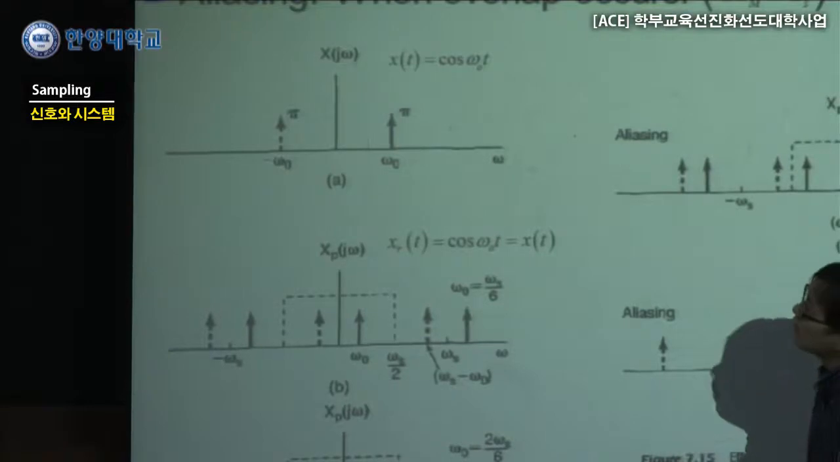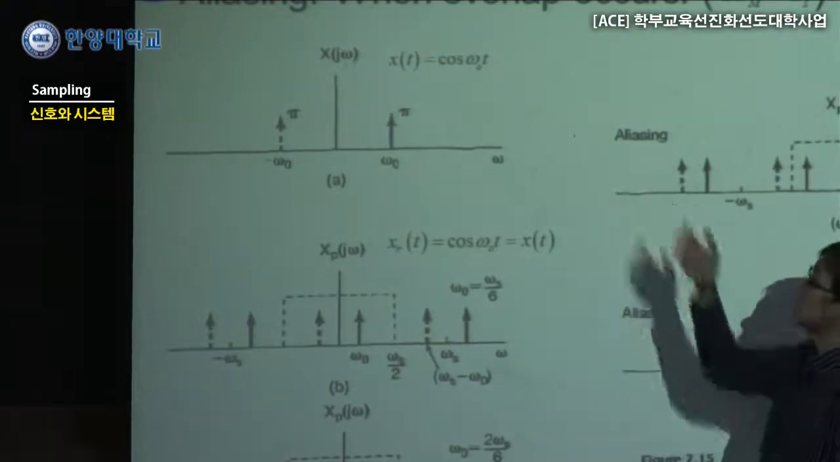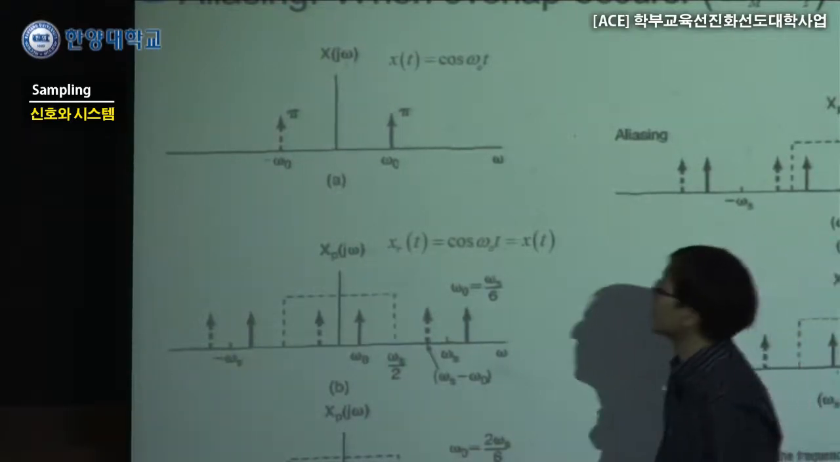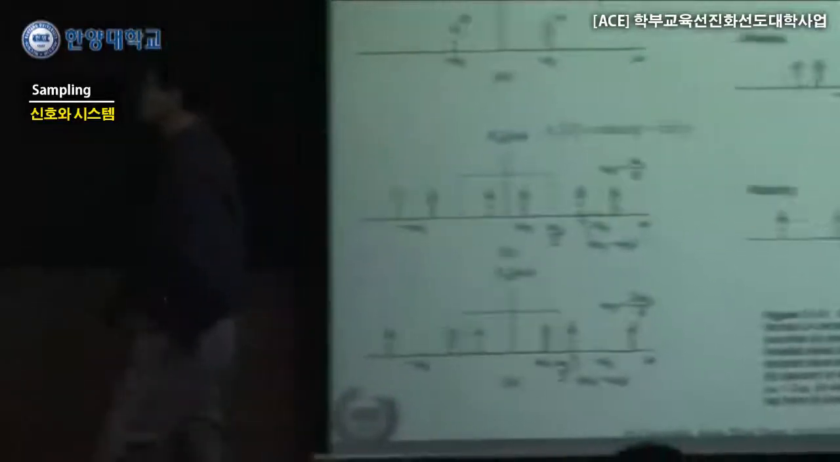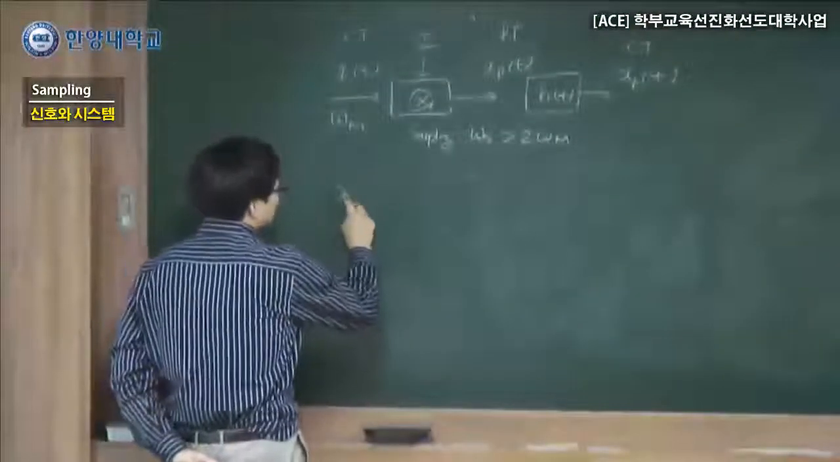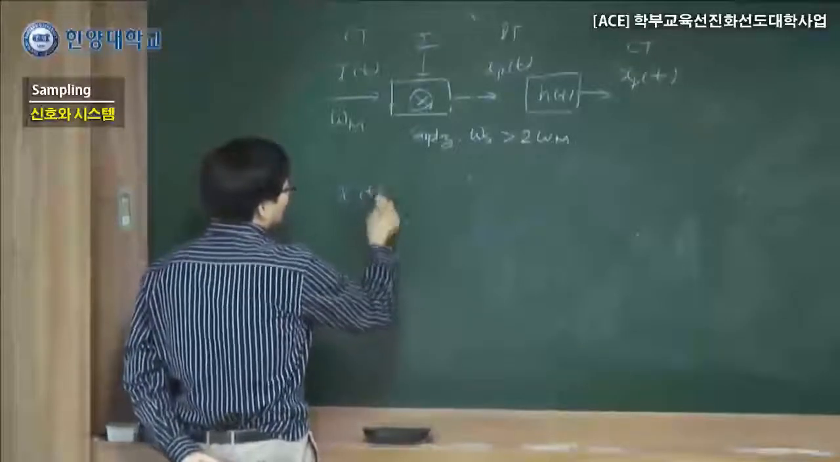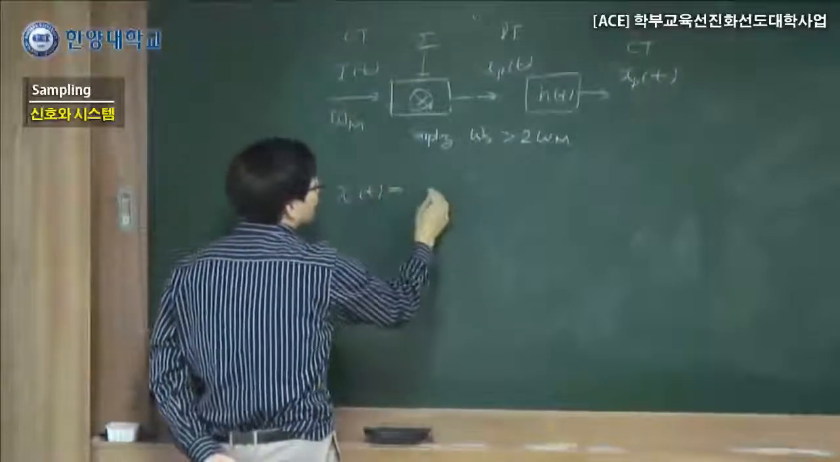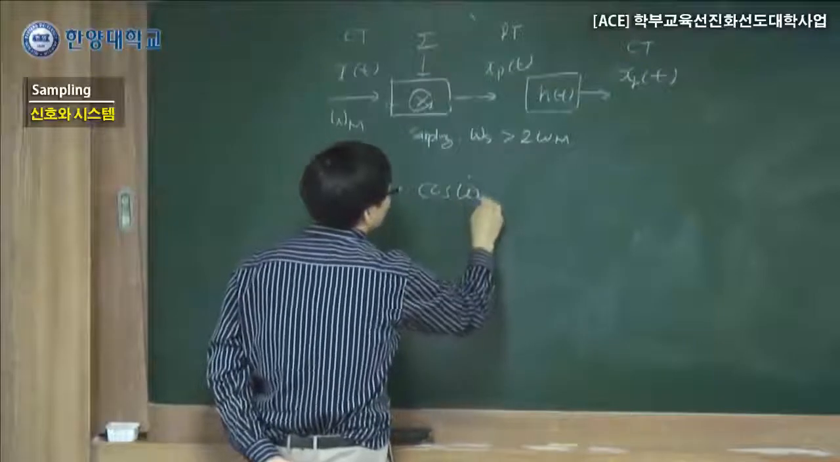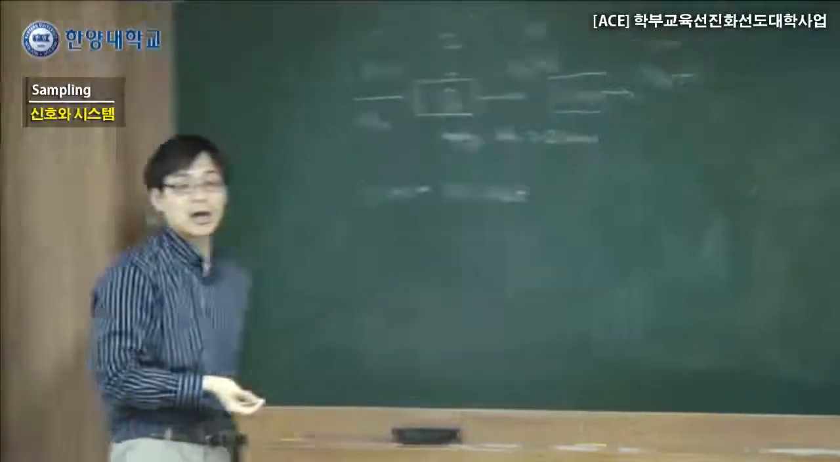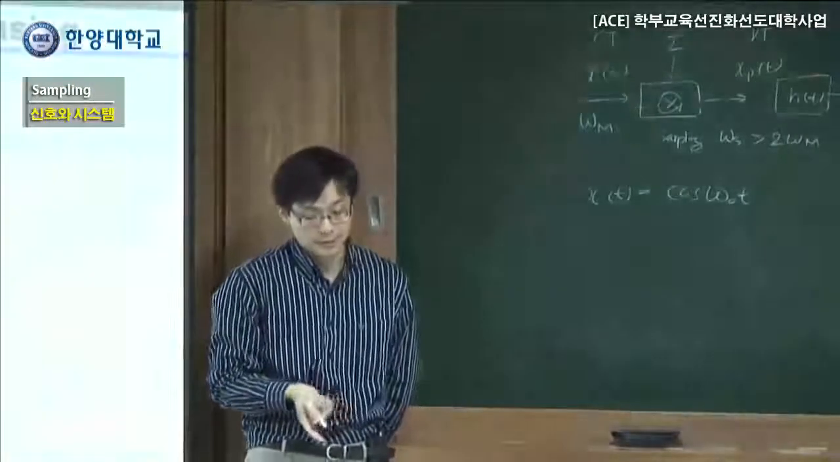Let's take a look at one more example. So let's start from our example shown on the screen. This is the case where x(t), which is shown here, is cosine omega 0 t. Let's assume this is our input to the system.